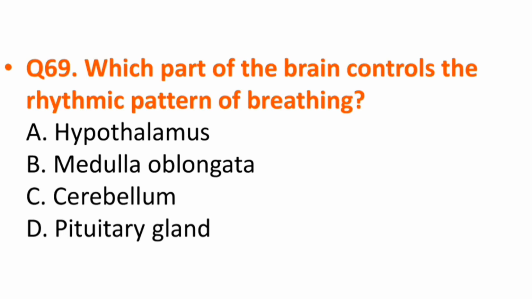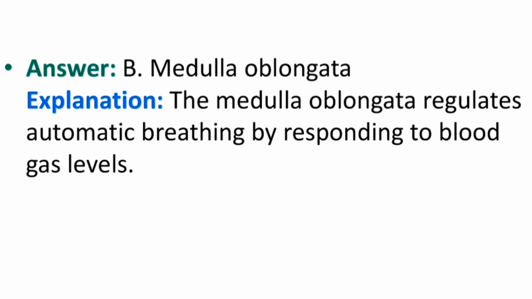Which part of the brain controls the rhythmic pattern of breathing? Option A, hypothalamus, option B, medulla oblongata, option C, cerebellum, option D, pituitary gland. The correct answer is option B, medulla oblongata. The medulla oblongata regulates automatic breathing by responding to blood gas levels.